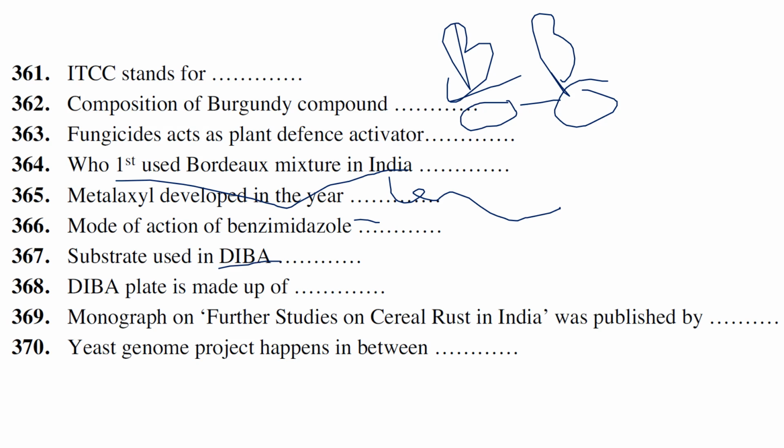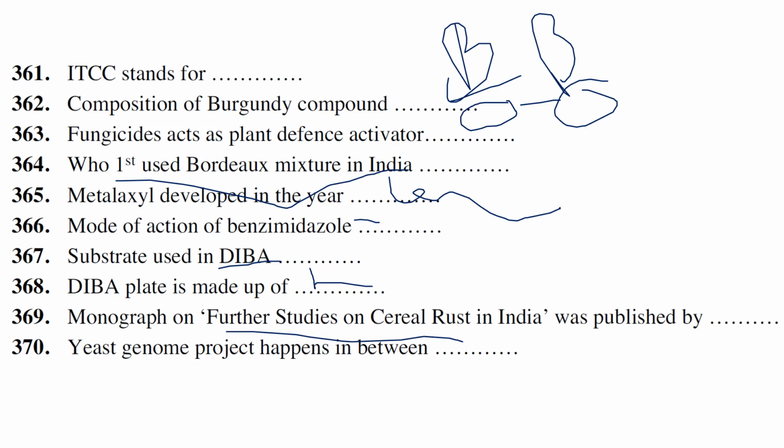Substrate used in DIBA, so dot immuno binding assay, I think so. There is a substrate called BCIP, that is 5-bromo-4-chloro-3-indolyl phosphate. Or one more thing can also be used, nitroblue tetrazolium, generally called NBT, which can be recommended as a substrate. The DIBA plate is generally made up of nitrocellulose only. Okay, majority of the plates are nitrocellulose and other, something like that. Plates are generally made of different materials, but this DIBA plate is made up of nitrocellulose membrane.